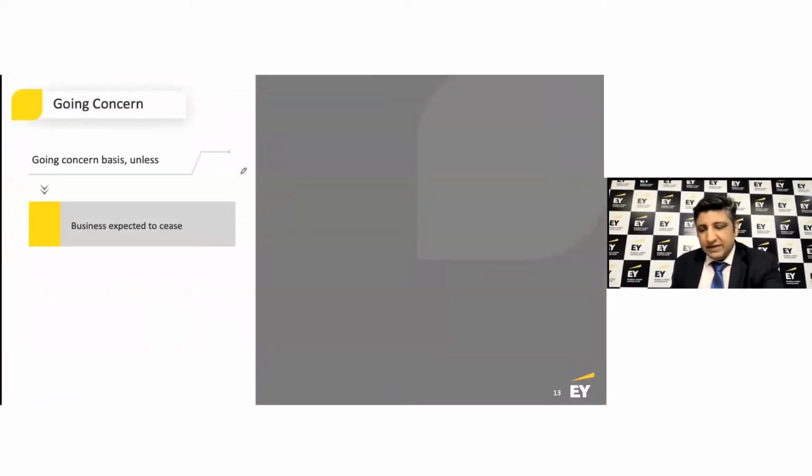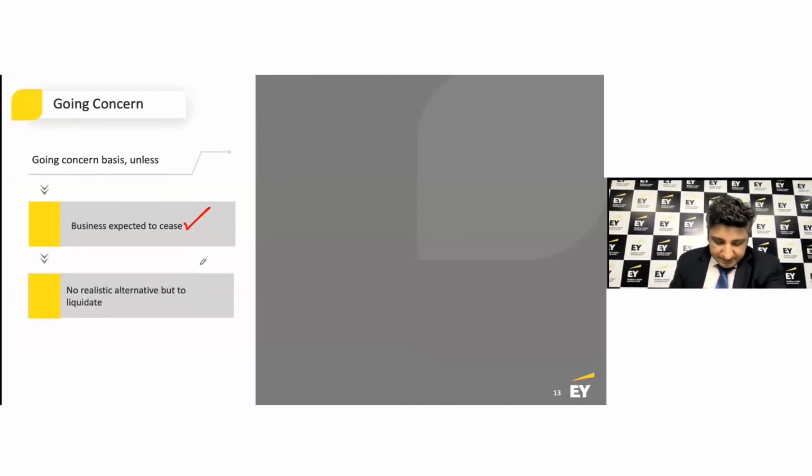Going concern, we assume very clearly that the entity is expected to be a going concern entity. That is, the business would continue unless, for example, the business ceases to exist or the entity does not have an alternative but to liquidate.